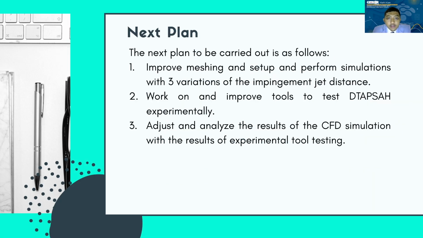The next plan to be carried out is as follows. First, improve meshing and setup, and also perform simulation with 3 variations of the jet impingement distance. Number 2, work on improving tools to test CFD experimentally. And number 3, adjust and analyze the results of the CFD simulation with the results of experimental tool testing.